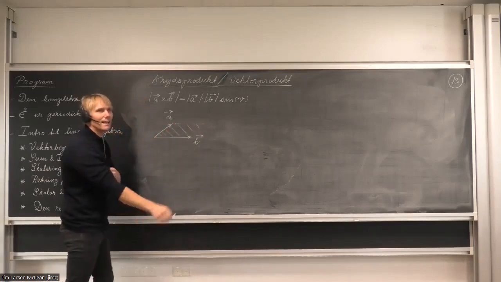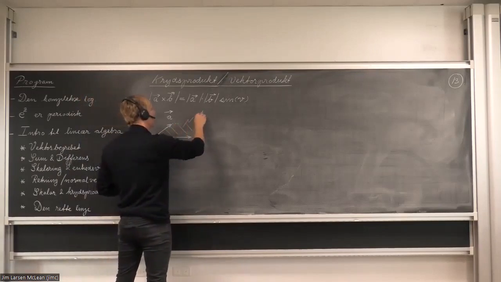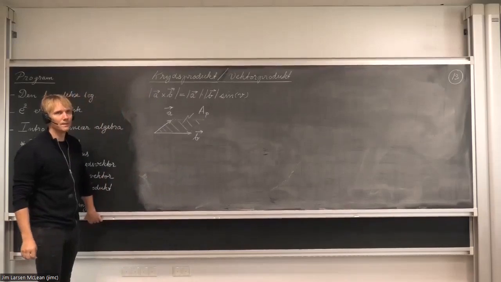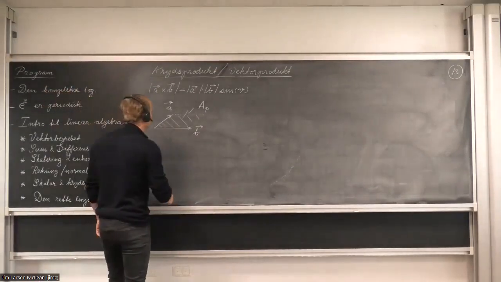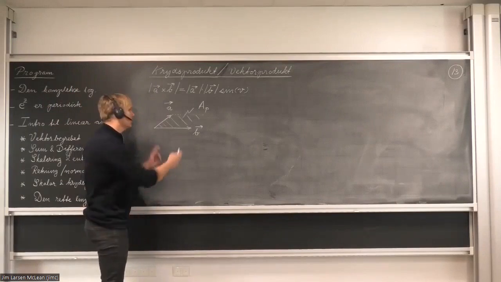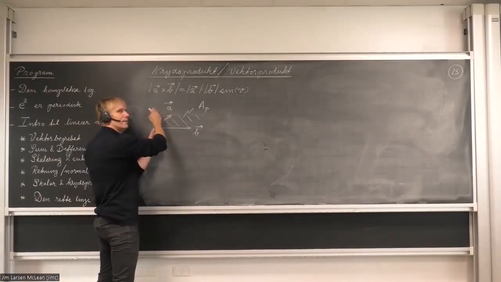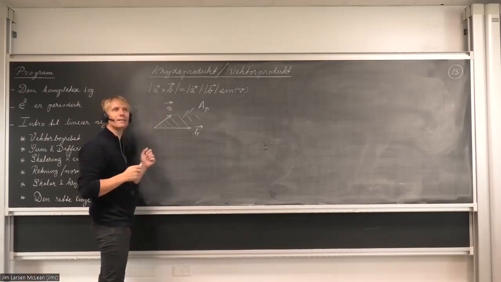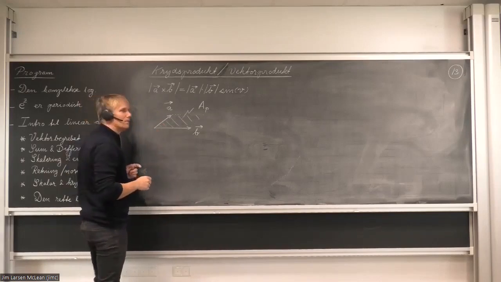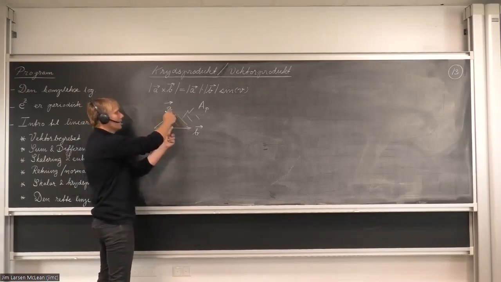I'll write a capital A with a small p, because that's the area of a parallelogram. Are you also on board with this: if you had to figure out the area of a rectangle, it's just length times width. That's how you find the area of a rectangle. Isn't that right? So what if you need to find the area of a parallelogram? It's still just length times width.